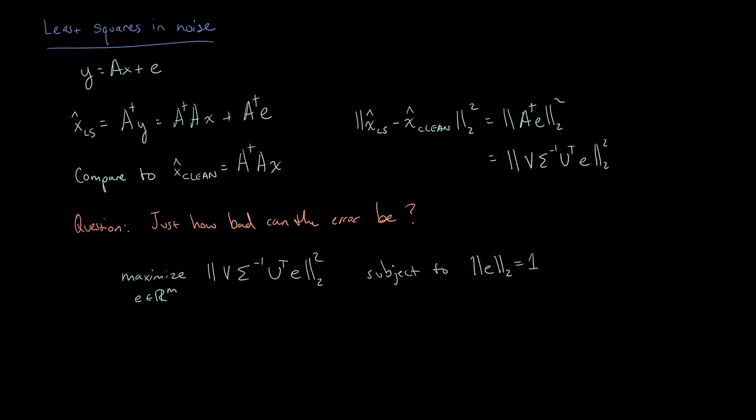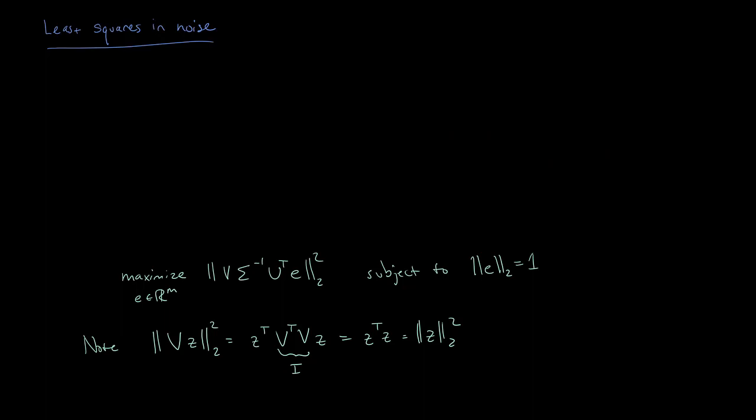Now this is a little ugly, but we can simplify it a little bit. First, note that we're working with the norm squared of V times some vector. Well, the norm squared of V times any vector, call it z, can just be expressed as z transpose V transpose V times z, but V transpose V is just the identity, so this is just equal to z transpose z, or the norm squared of z. So the presence of V here doesn't actually have any impact on the norm, so we can equivalently write this as the problem of maximizing the norm squared of just sigma inverse U transpose e, again, subject to the constraint that the norm of e is equal to 1.